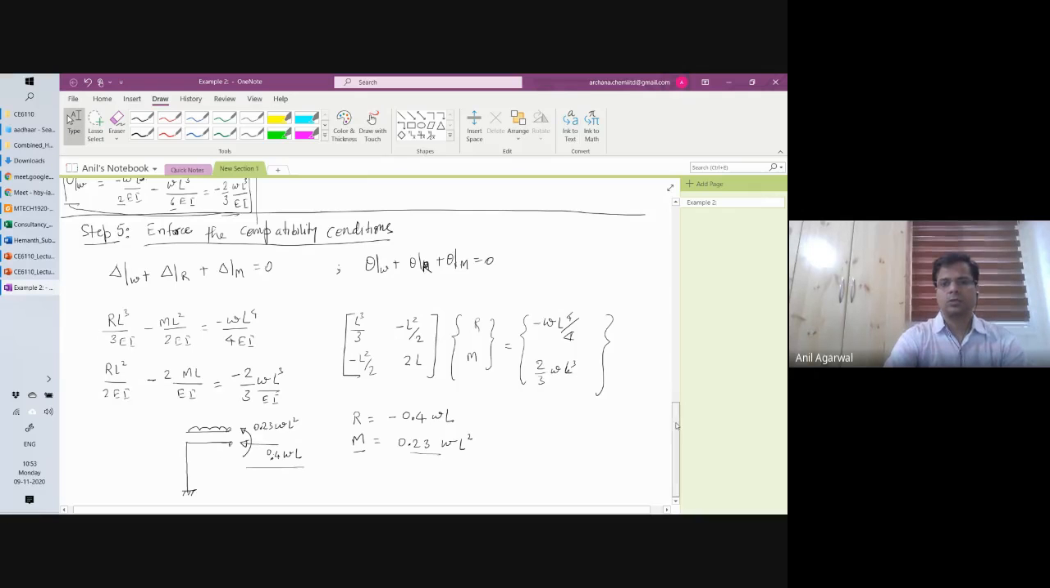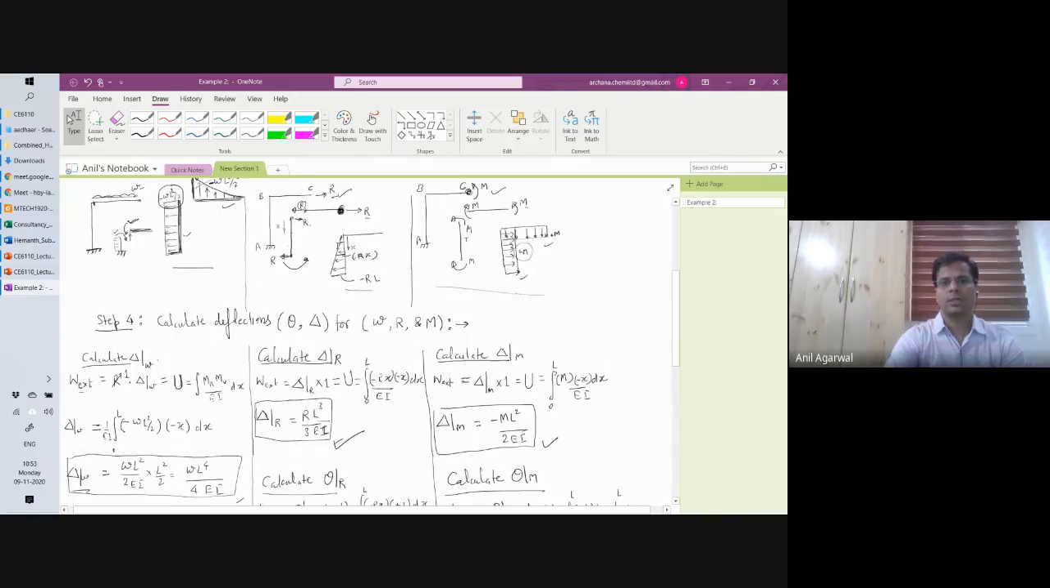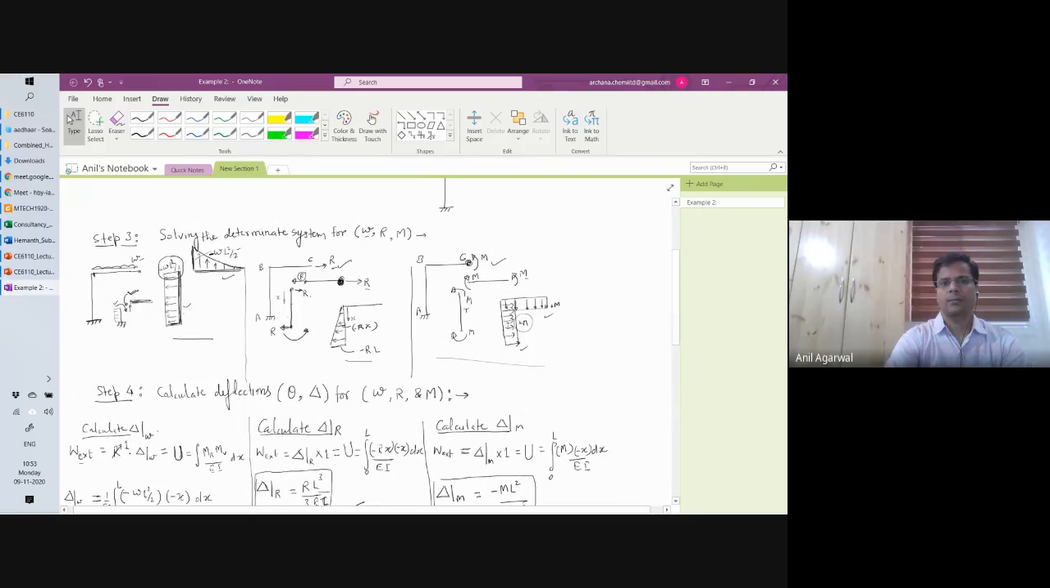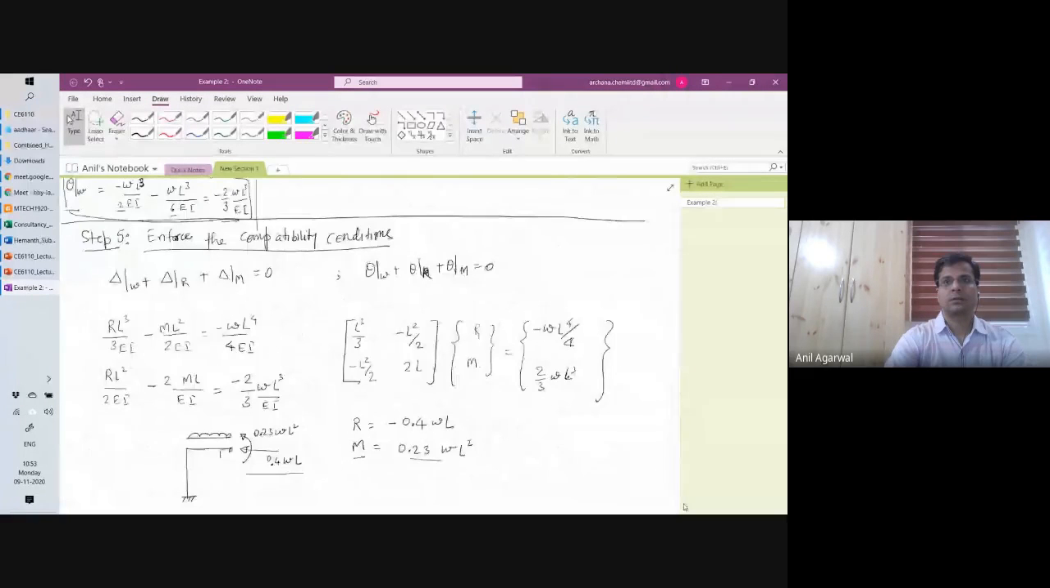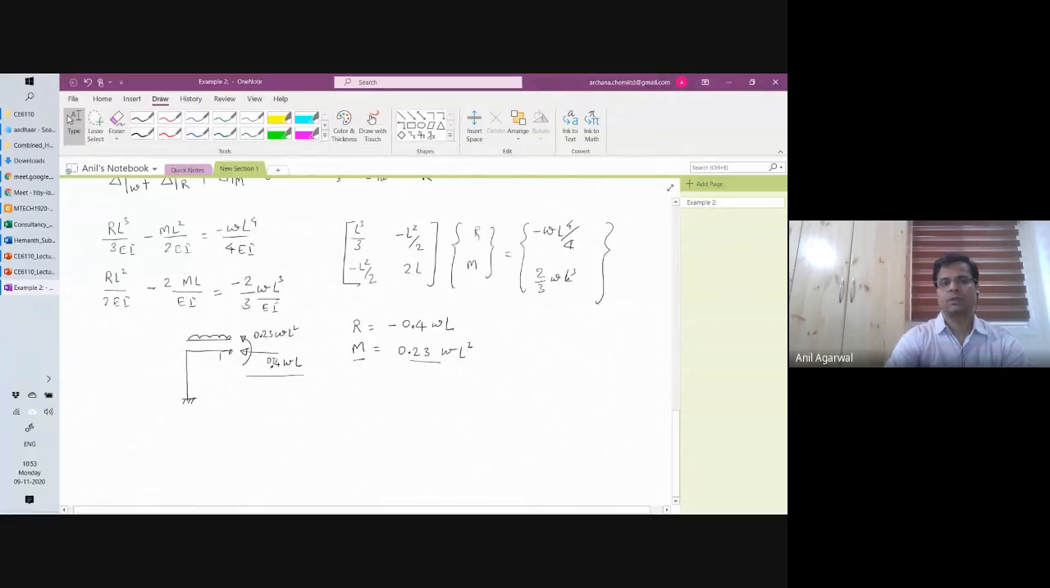All you have to do is, you know the bending moment diagram because of a given R here. You know the bending moment diagram for a given M here, right? And you know the bending moment diagram because of W. All you have to do is multiply the second bending moment diagram with this minus 0.4 WL value, and similarly the third one you multiply with 0.23 WL square. Then you already know the bending moment diagram for W. So you add the three and you will get the final total bending moment diagram. Likewise, the reactions. Okay. Any questions?